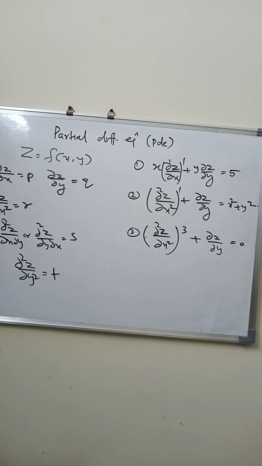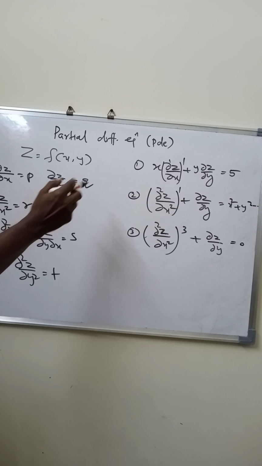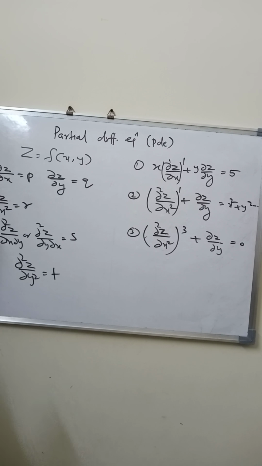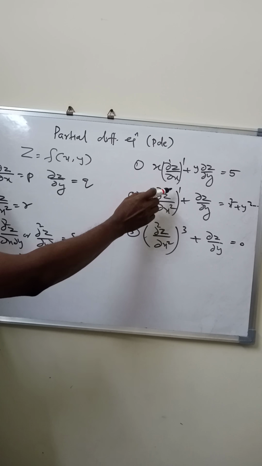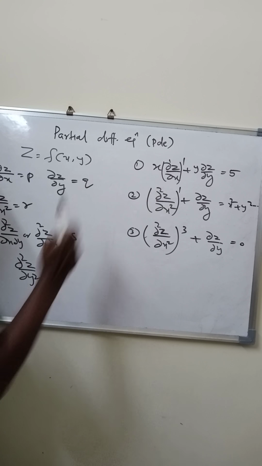Now examples. These three are examples of a partial differential equation. The first one, x into partial dz by dx plus y into dz by dy equal to 5. The partial differential coefficients are dz by dx and dz by dy. They are first order partial differential coefficients. The order is 1 and degree is 1.